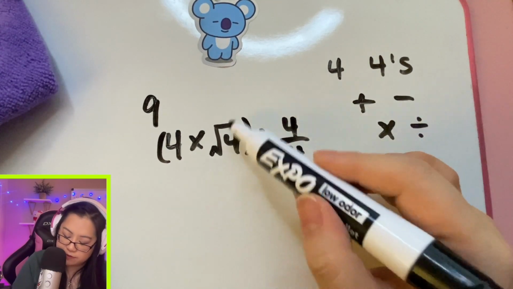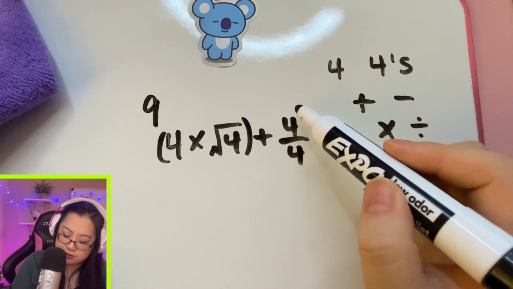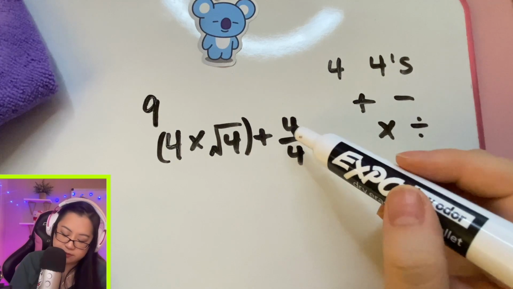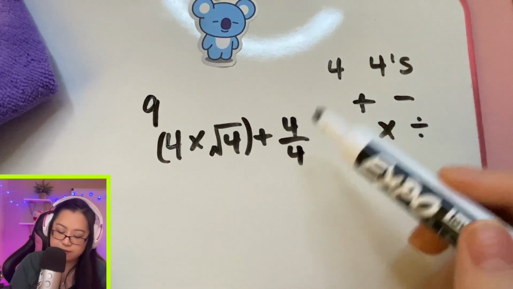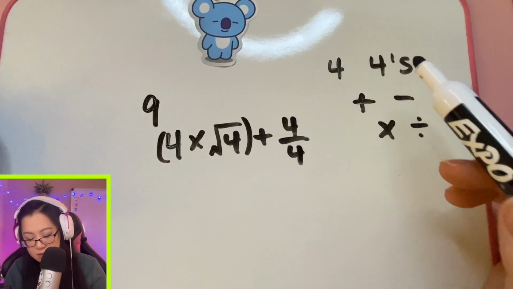So square root of 4 is 2. 4 times 2 is 8. 8 plus 1. 4 over 4 is 1. And then we still have 1, 2, 3, 4, 4 4s. Okay.